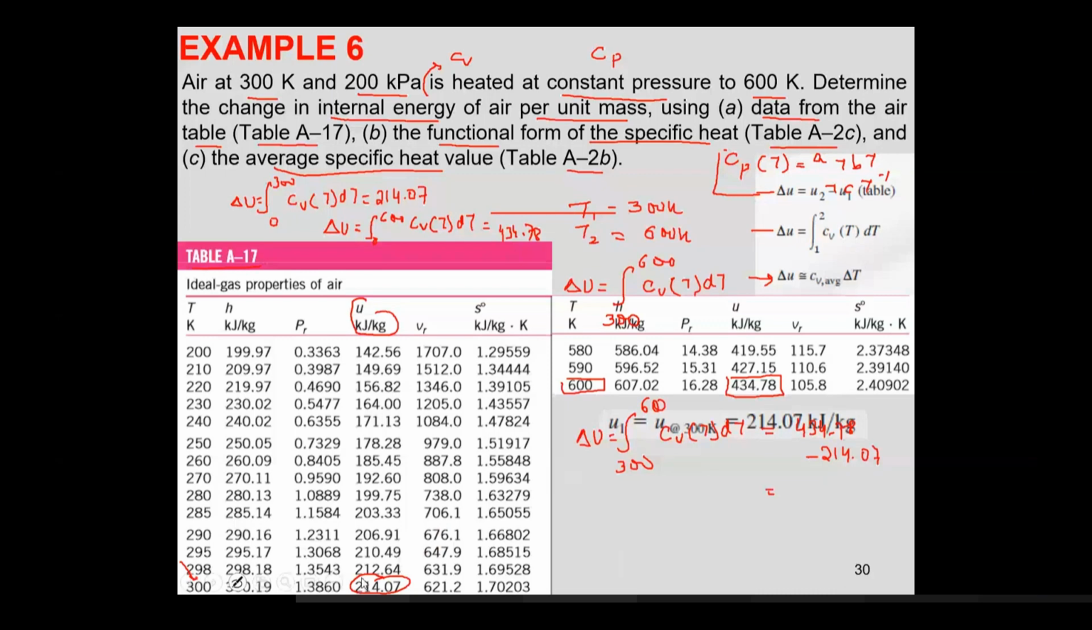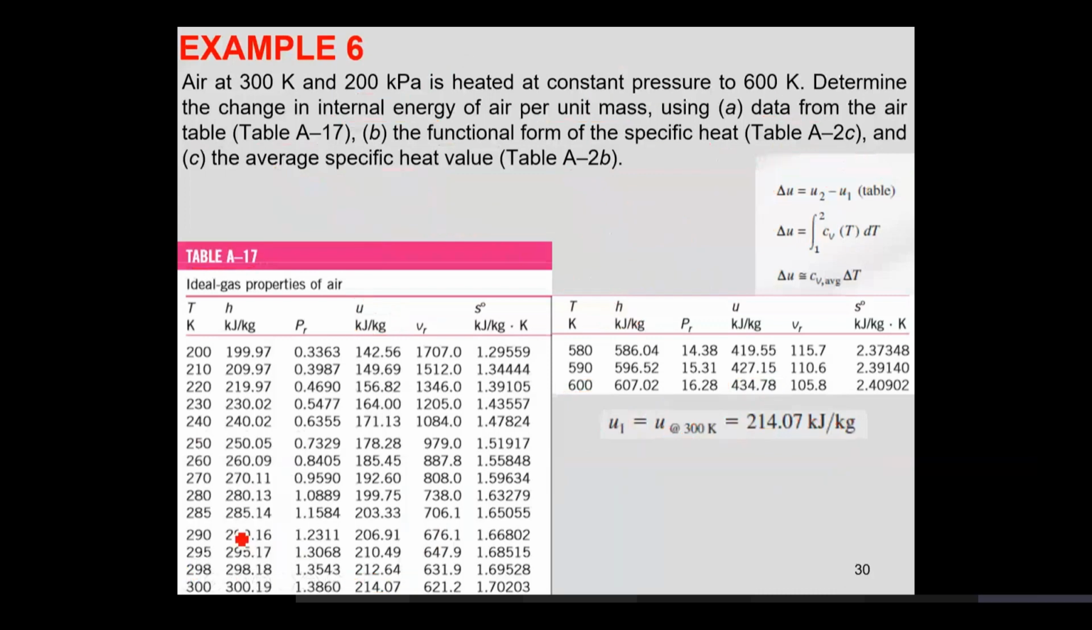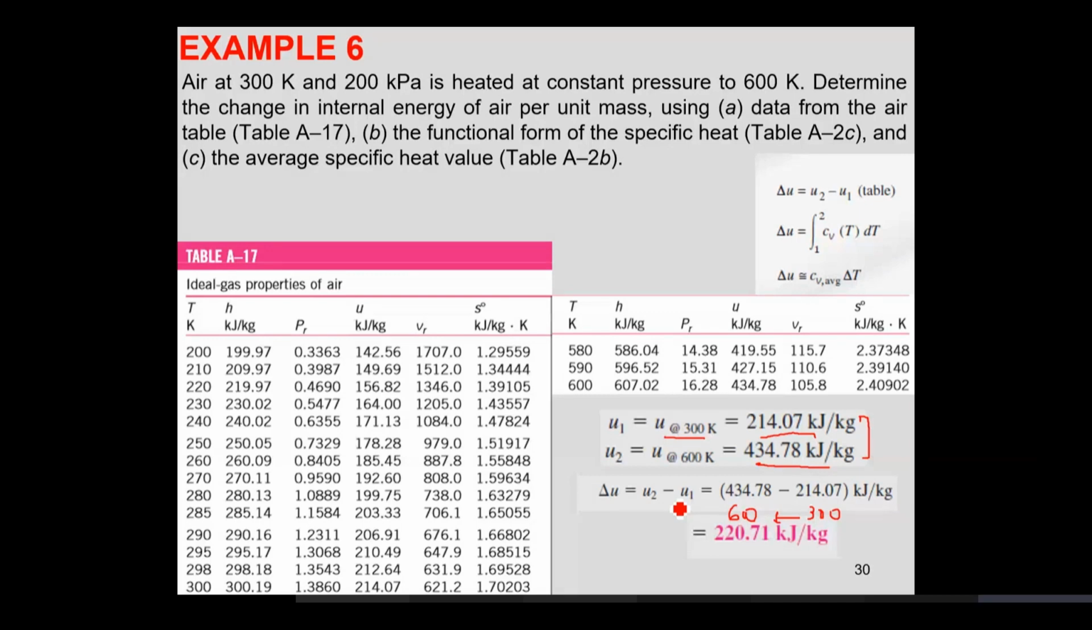Yes, sir. So if I erase all the ink, this is at 300 Kelvin. This is the value, and at 600 Kelvin, this is my value. And the difference of the two would give me the change in internal energy as my system moved from 300 Kelvin to 600 Kelvin. Clear? Is this point clear, how to use Table A-17? Yes, sir. Clear. All right.